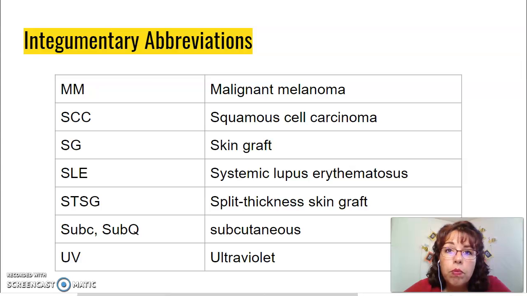Sub-Q is usually where we most often see that abbreviation, subcutaneous. Remember that sub is below or under. Think of a submarine. It goes under the marine, under the water. So subcutaneous, under the skin. And UV for ultraviolet, like ultraviolet rays from the sun.